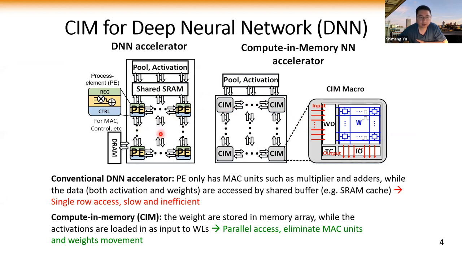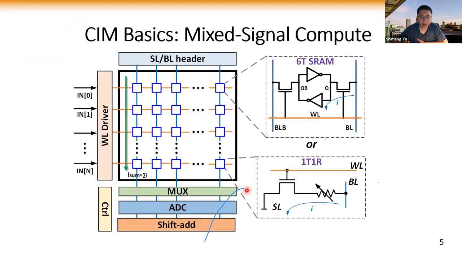And so in the conventional digital accelerator, when you access the memory from the shared SRAM global buffer, typically it's row by row. So therefore this is slow and inefficient. But for the computing memory design, when we do the computation here, multiple rows can be turned on simultaneously. So we can enable the parallel access and we can eliminate some of the MAC units at the edge of the array. Instead, we have to employ some of the ADC and analog to digital converters. I will talk more about that next.